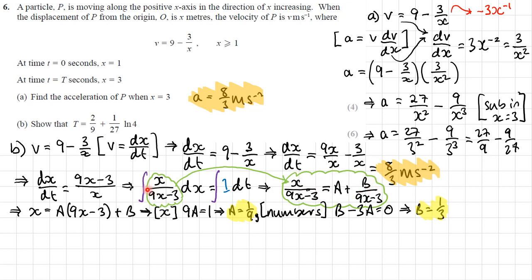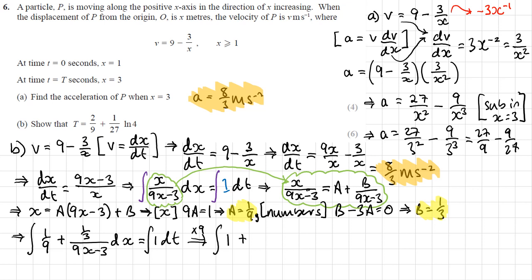So I can go back to what I have here, and this integration will now become, on the left hand side, integrating a, that's 1/9, plus b over 9x minus 3, so that's plus 1/3 over 9x minus 3 dx is equal to 1 dt. Now what I'll do is times everything by 9 just to get rid of these nasty fractions. So then I'll have 1 plus 3 over 9x minus 3 dx is equal to, times the other side by 9 as well, 9 dt. And I can also now cancel down this fraction here. I can divide everything by 3. So I'll basically get 1 plus 1 over 3x minus 1, and that's what I'm going to integrate.